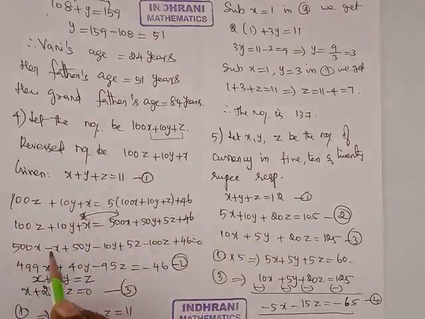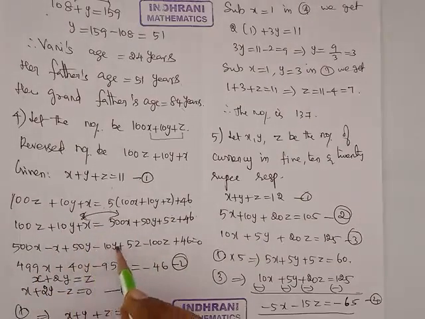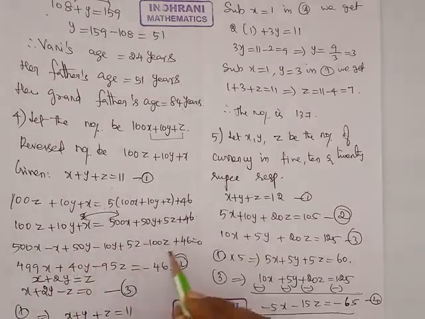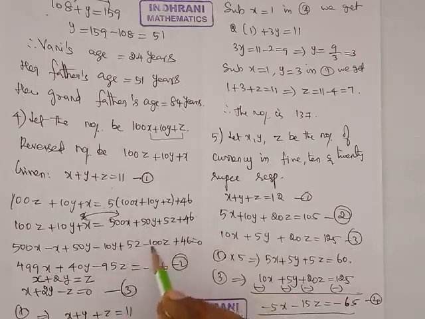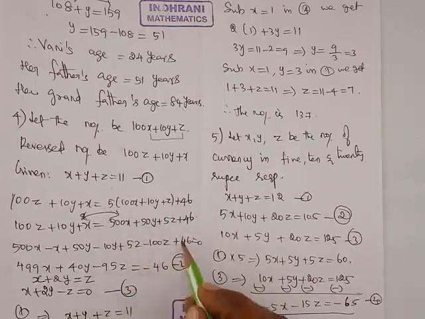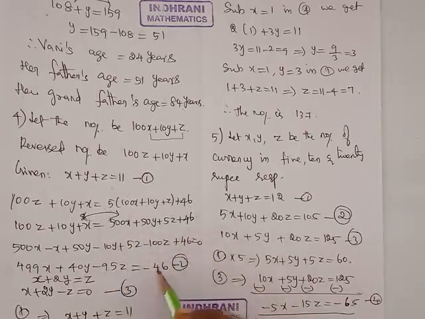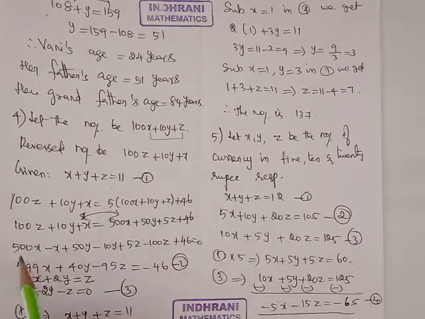Now 500X minus X is 499X, plus 50Y minus 10Y is 40Y. These two become 5Z minus 100Z. 5Z minus 100Z is minus 95Z equal to, I don't want the constant on the left hand side, bring it to the right side, it is minus 46. Is it clear? Simplification.